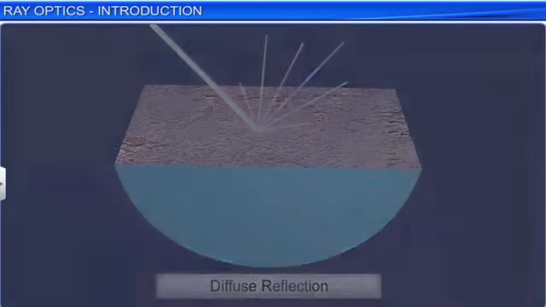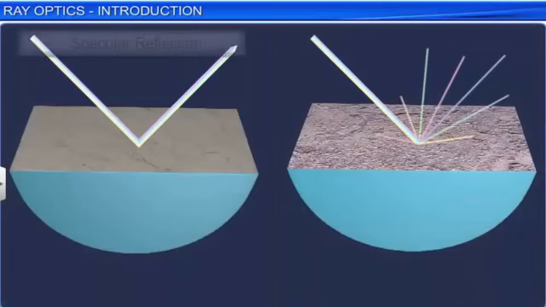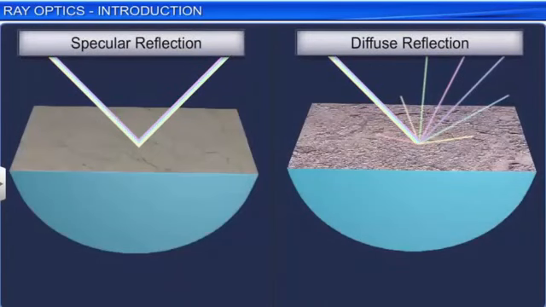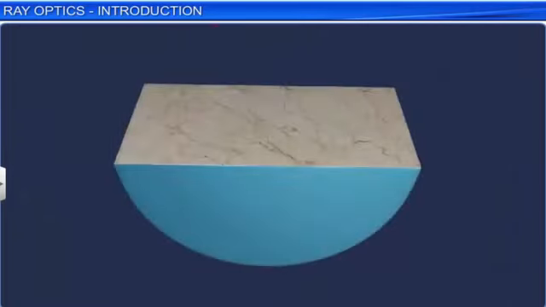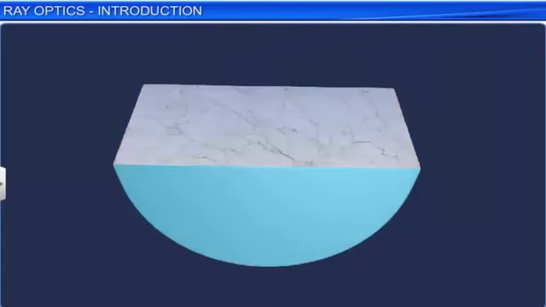Whether the reflection is specular or diffuse, it was experimentally found that the reflection of light follows two laws known as the laws of reflection. According to the first law, the angle of incidence i is equal to the angle of reflection theta. The second law says that the incident ray, the reflected ray, and the normal to the surface at the point of incidence all lie in the same plane.